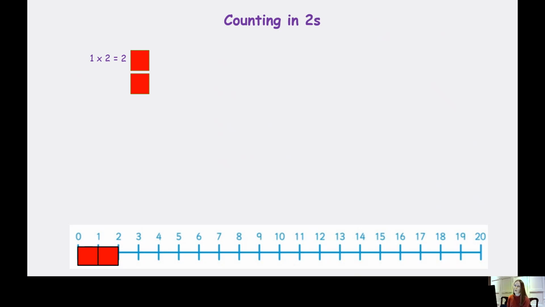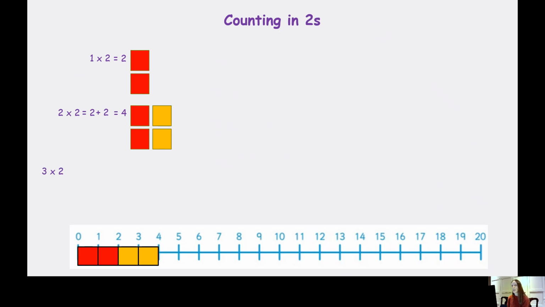The second number in the 2x table is formed by working out the answer to 2 times 2. And that means 2 lots of 2. So we're adding 2 and another 2. And that gets us to the answer of 4. And if I add my second lot of 2 onto my number line, you can see that I'm getting to 4.